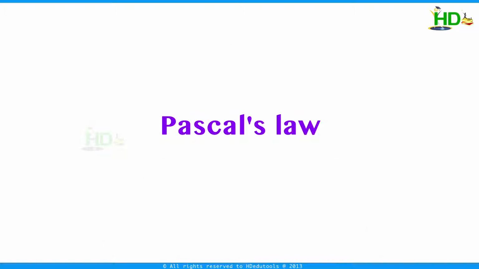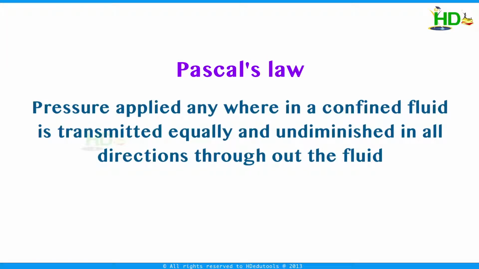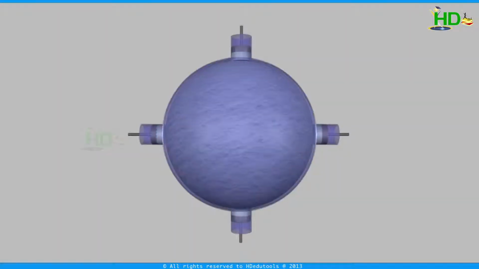Pascal summarized this in a statement called Pascal's law. According to Pascal's law, pressure applied anywhere in a confined fluid is transmitted equally and undiminished in all directions throughout the fluid. Consider this example.